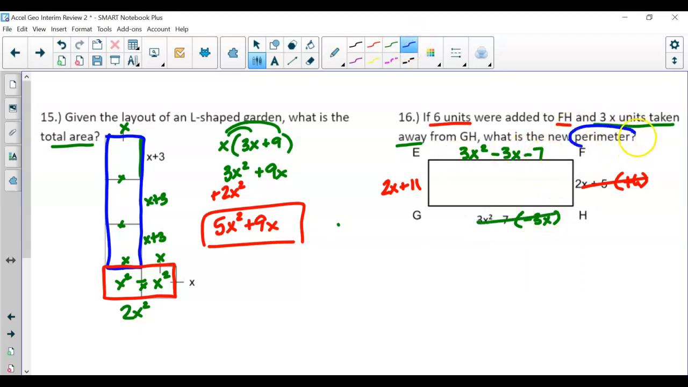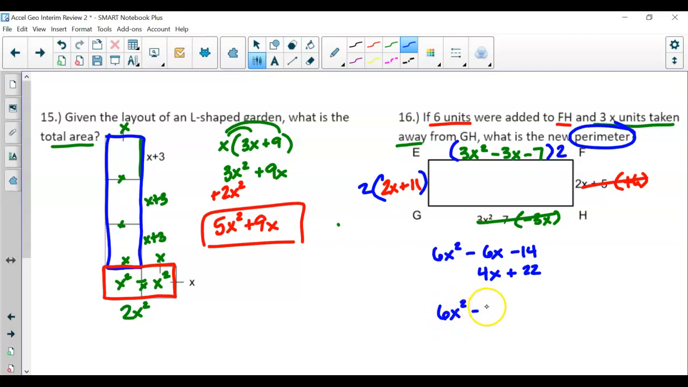But now we're looking for the perimeter. So keep in mind, we are doubling each of these sides here. So I've got 6x squared minus 6x minus 14. And we're going to add to that, we're going to double, so 4x plus 22. So getting your perimeter here, that's how you end up with 6x squared minus 2x plus 8.